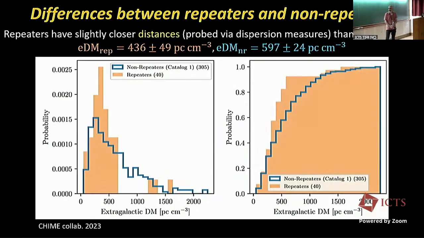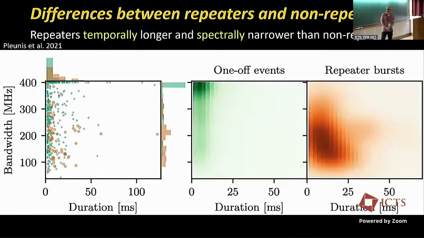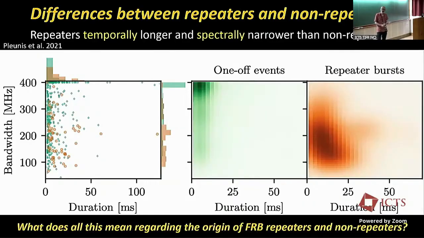In terms of distances, as given by dispersion measures, the differences are not huge between repeaters and non-repeaters, but there is some difference. Repeaters are slightly closer than non-repeaters by a few tens of percent. In terms of spectral and temporal properties, we've already heard during this conference that there are some differences between repeaters and non-repeaters. Non-repeaters tend to be shorter in duration and wider in their spectrum, and the repeaters vice versa. And all of this prompts us to ask the question, what does it mean about the origin of FRB repeaters compared to non-repeaters?